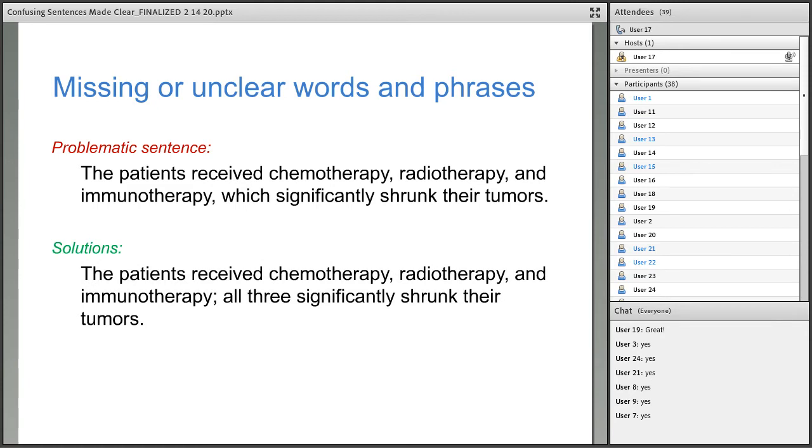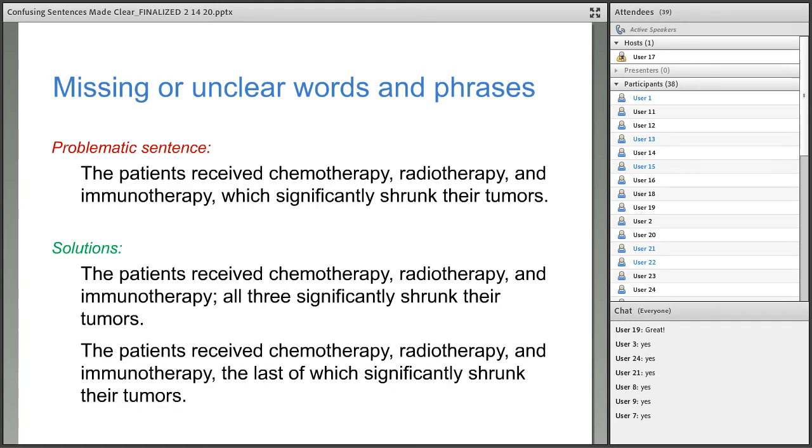If the authors are referring to all 3 types of therapy, the sentence could be rewritten as, "The patients received chemotherapy, radiotherapy, and immunotherapy; all 3 significantly shrunk their tumors." If the authors are referring only to immunotherapy, the authors could say, "The patients received chemotherapy, radiotherapy, and immunotherapy, the last of which significantly shrunk their tumors."